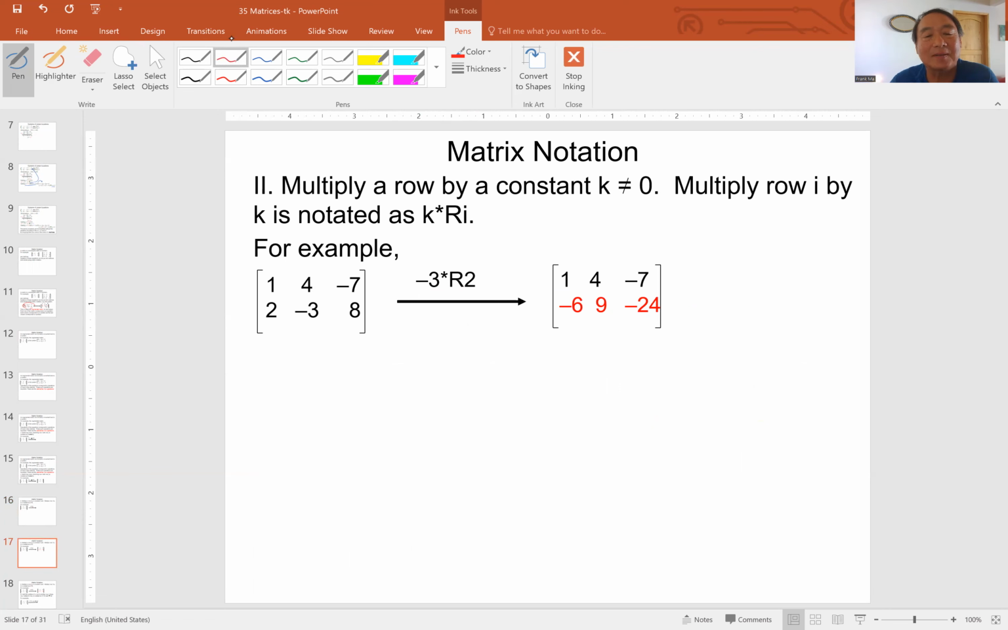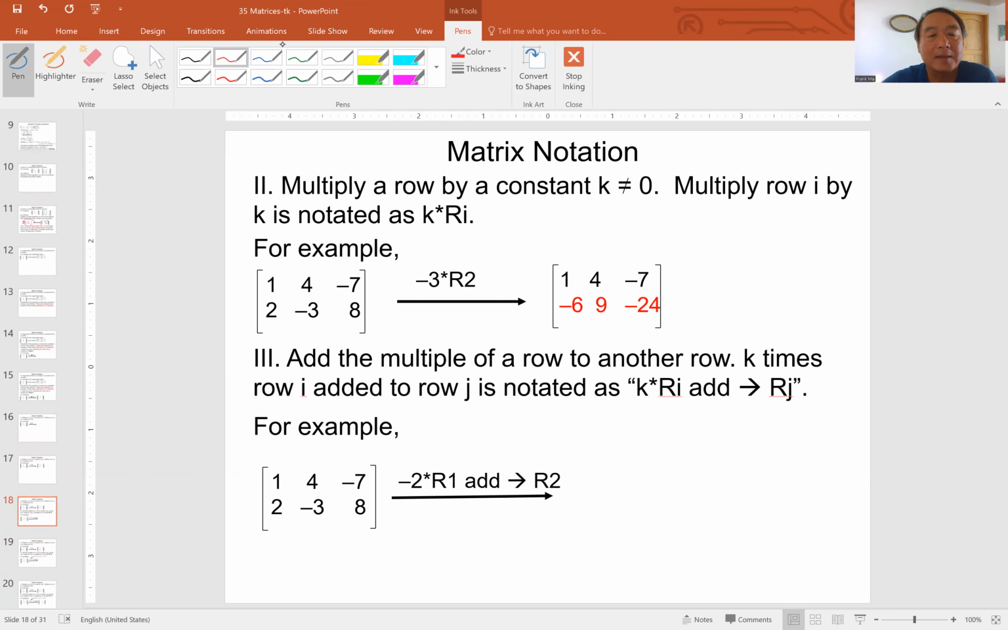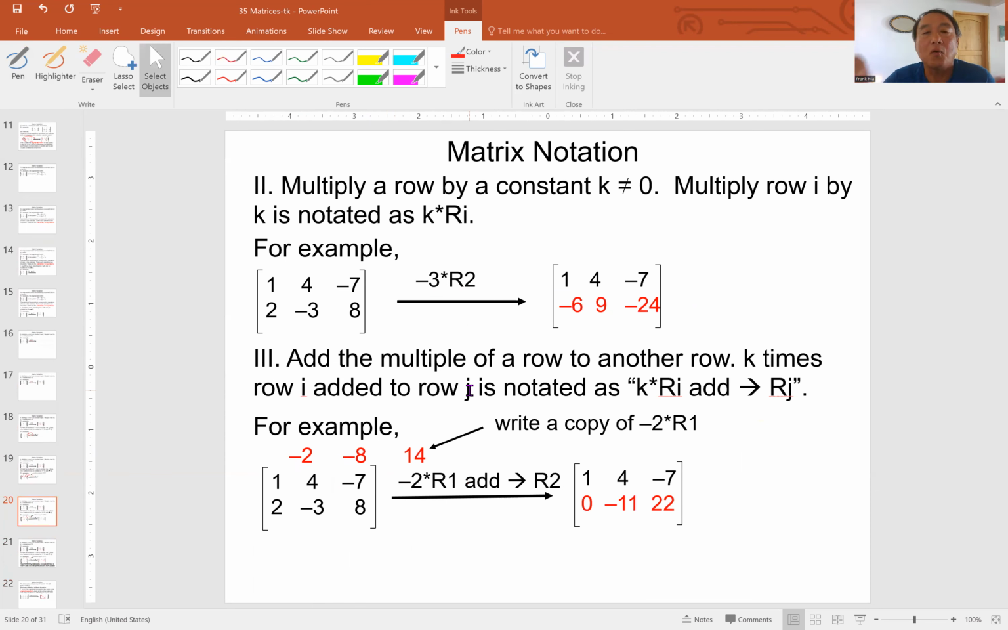And then the third operation is I can multiply a row by a number and add it to another row. So in this case, multiply the first row by minus 2, then take that and add it to the second row, and I get a new matrix. The point here is all these new matrices correspond to systems that have exactly the same solution as before. They don't change the solutions.